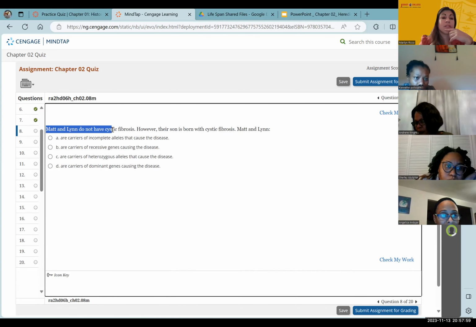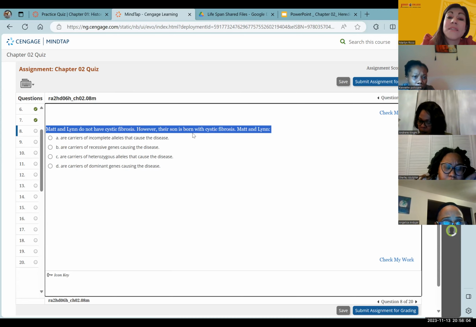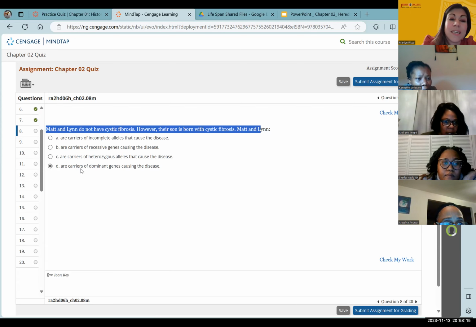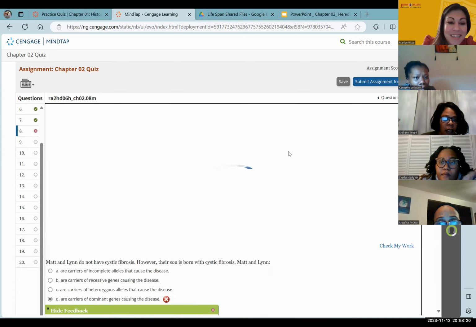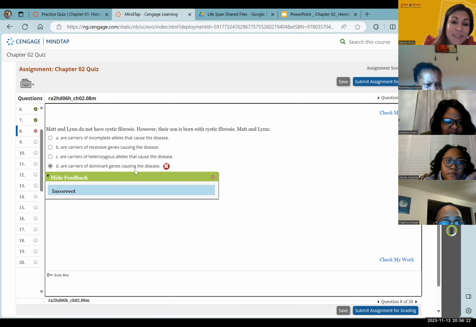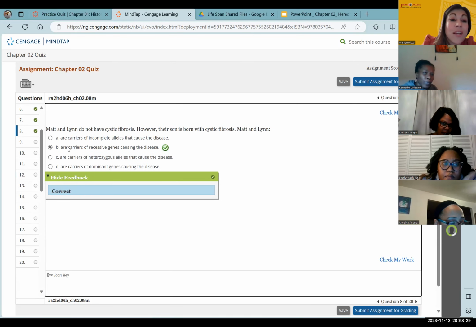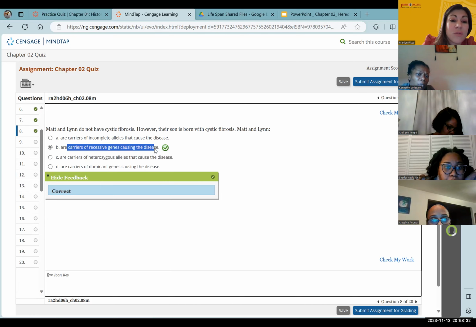Matt and Lynn do not have cystic fibrosis. However, their son is born with cystic fibrosis. Matt and Lynn. D as in David. All right, let's see. Incorrect. It's B as in boy. Are carriers causing the disease? All right. So carriers of recessive genes causing the disease.